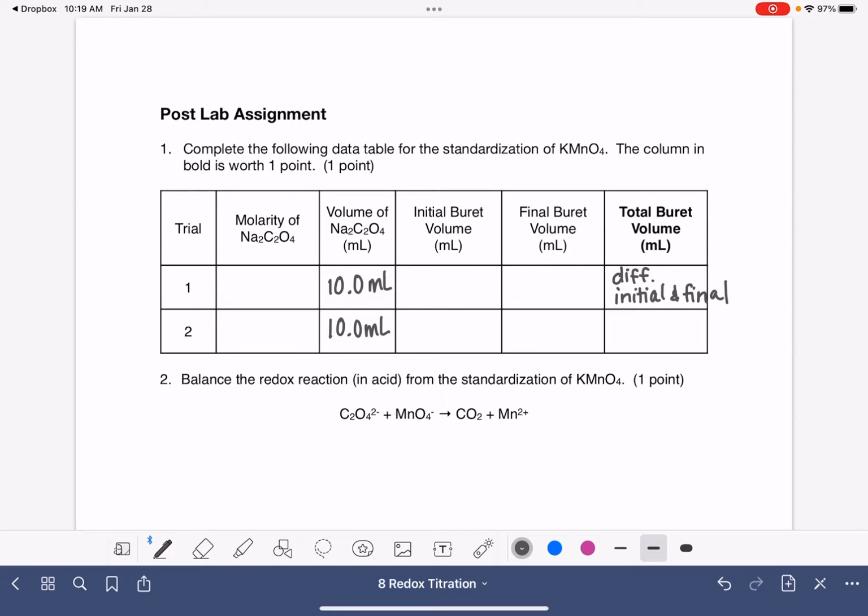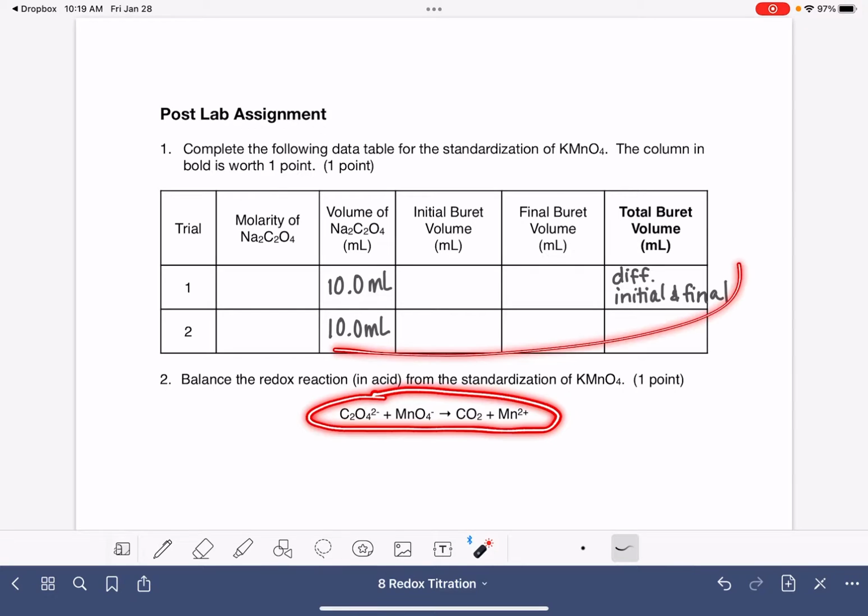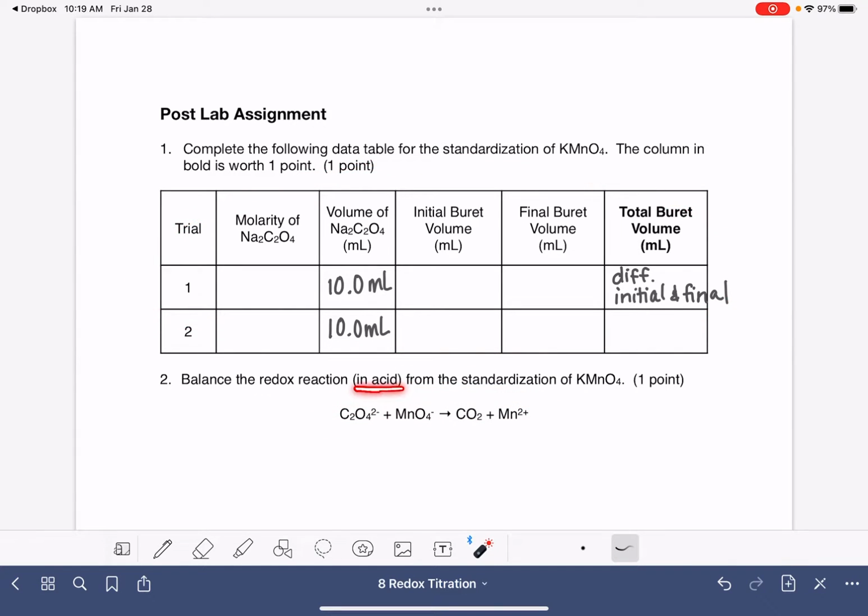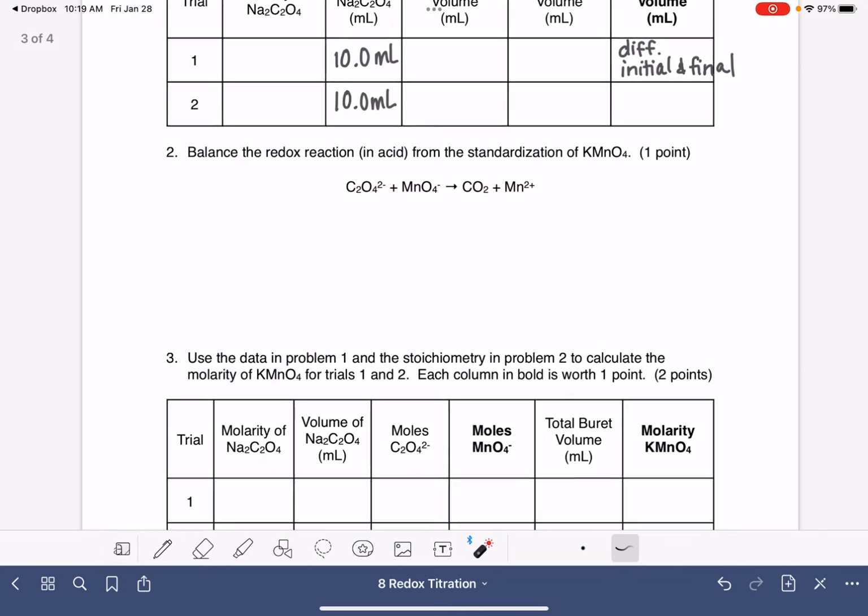Then in step number 2, you need to balance the redox reaction. This is the reaction that's actually occurring while you're doing this titration. You want to make sure you balance it in acidic solution, because remember, you are adding hydrochloric acid in this titration, so you're creating an acidic solution. Get this equation balanced. You actually can't proceed forward with your calculations until it's been balanced.